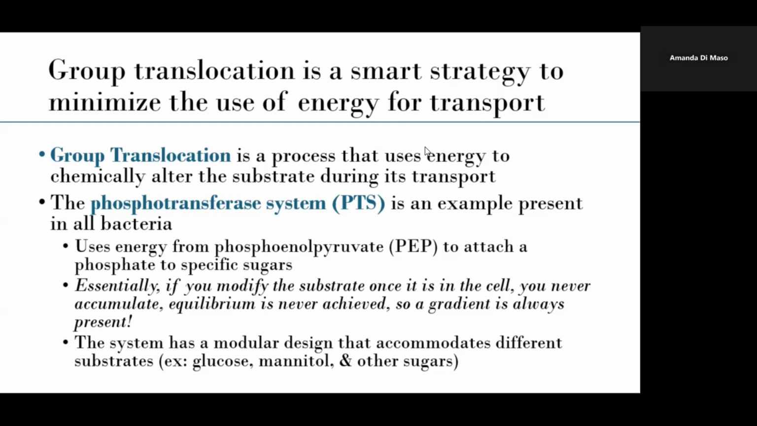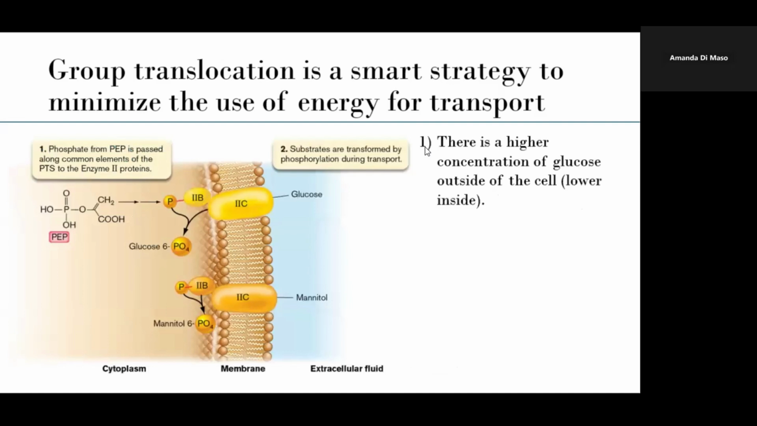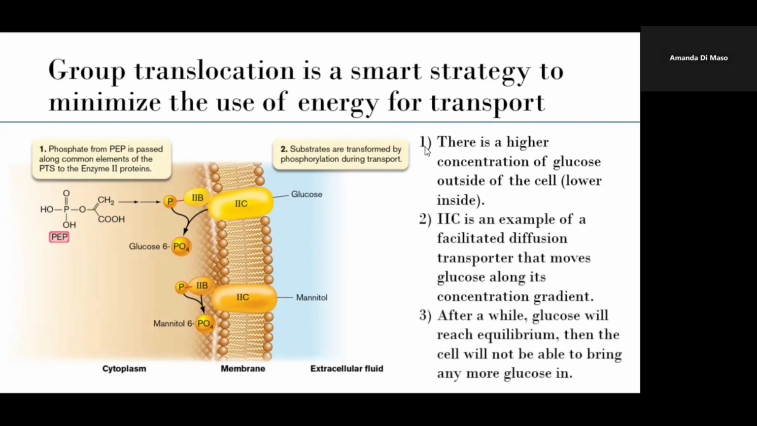And so we have a modular design that allows it to work on all different types of sugar transporters. So what does this look like? Here we have an example of a glucose transporter, and here's a mannitol transporter, just two different types of simple sugars. And as the glucose or the mannitol comes in, we have this whole system of enzymes here that takes a phosphate from PEP and transfers it to the incoming glucose. So as it's being transported in, it gets turned into glucose 6-phosphate. So not even for a second is glucose inside the cell.